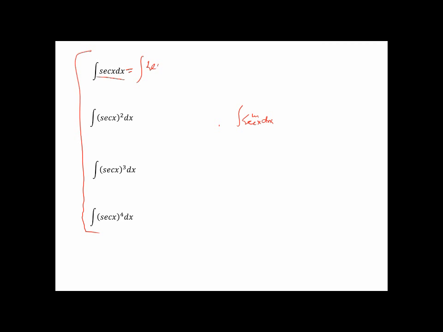I want to rewrite it into secant x plus tangent x over secant x tangent x dx. I didn't change anything, but I multiply this and divide this by secant x plus tangent x, so that I can solve it later. Substitution u, right? This one is simply tangent x, and this one is integration by parts.